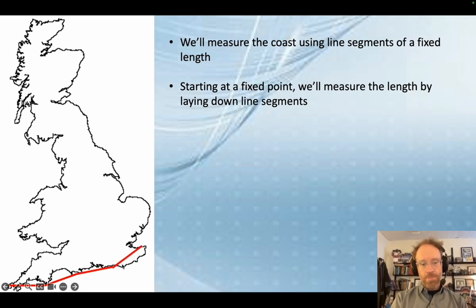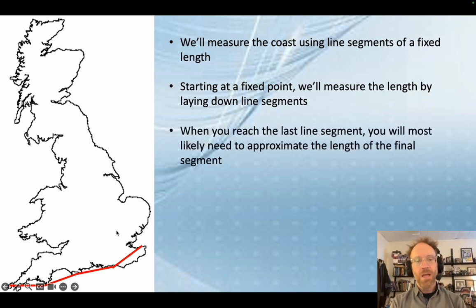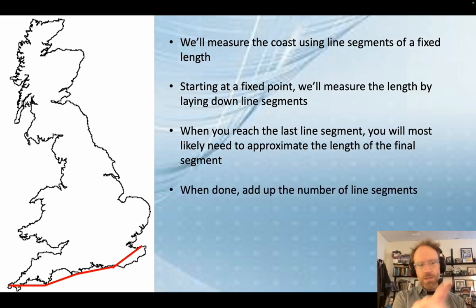Now, at some points, you'll have multiple spots you could choose for where it ends. If you have that, always choose the one that's closest to where you are if you were walking along the coast. And when you reach the last line segment all the way around, most likely it's not going to line up exactly right with the length that we have. So you probably need to approximate the length of that final segment. And when you're done doing this, we can add up the number of line segments and get an estimate of the length.